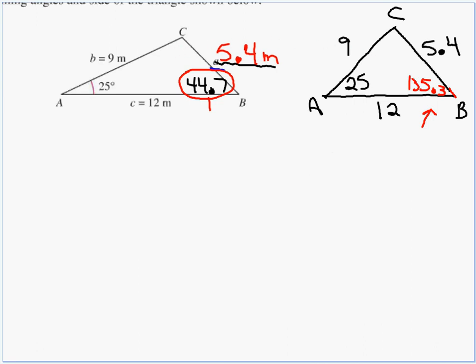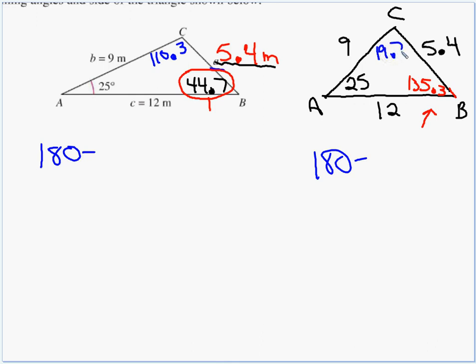And of course, we're now down to the easiest way to find a missing angle: 180 minus the angles that we already have. So in this first triangle, this angle C, 180 minus 25 minus the 44.7, that's 110.3 degrees. Over here in the other triangle, 180 minus 25 minus 135.3 is 19.7.